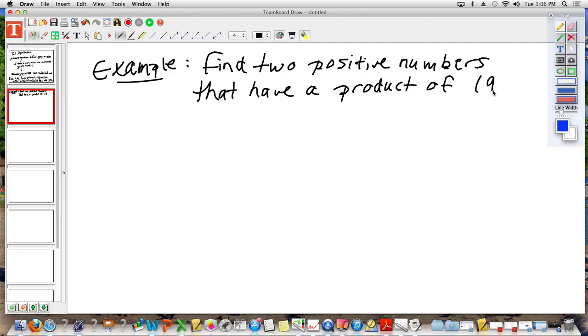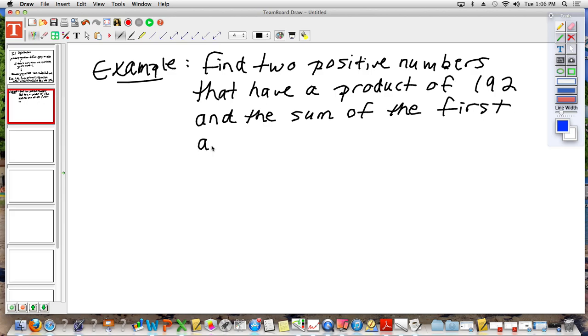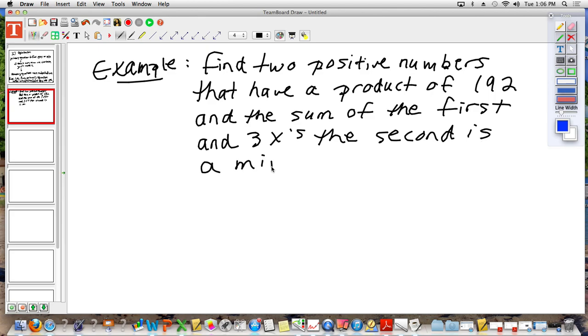They have a product of 192, and the sum of the first and 3 times the second is a minimum.